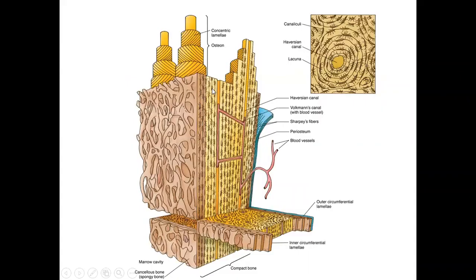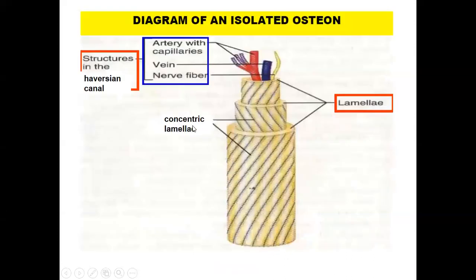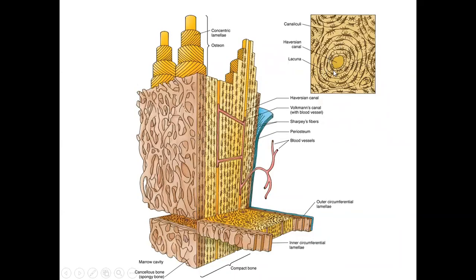So you can see here, this is one Haversian system. We have the Haversian canal here, and we have the concentric lamella. This is the Haversian canal, this is the concentric lamella, and the osteocyte, the cell, is present inside the lacuna here.